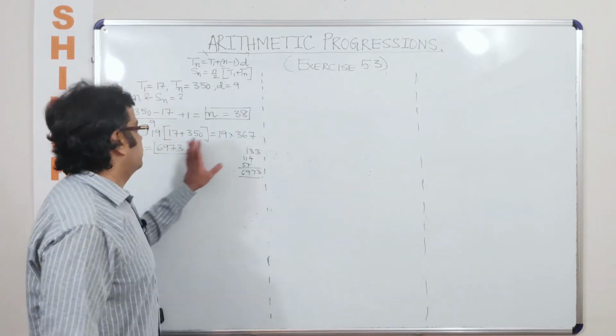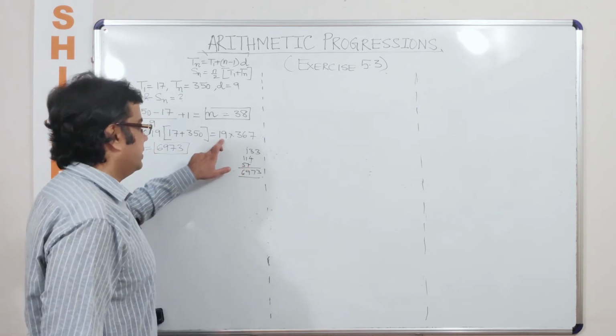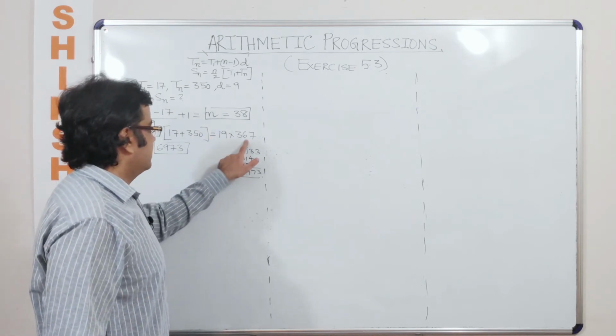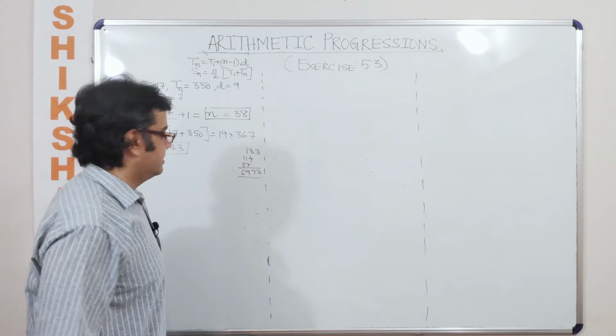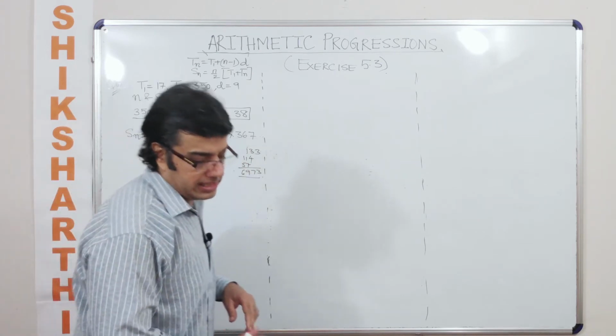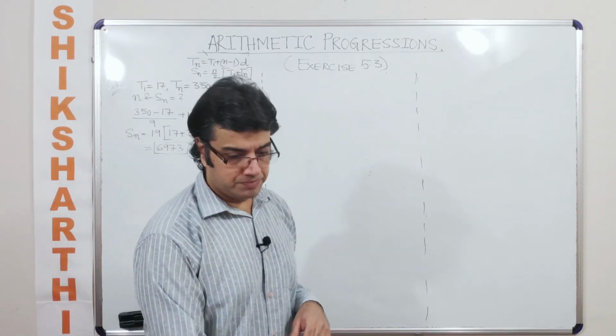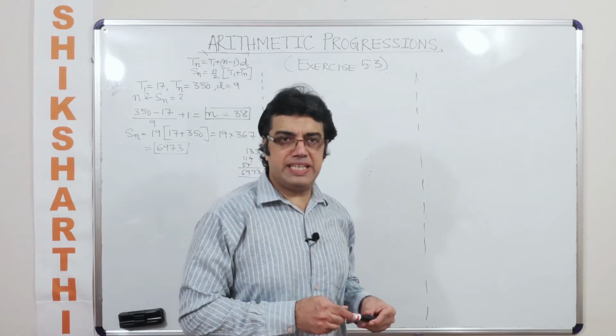Now this is not the only way. What you could have done here was, you could have said that this is 20 minus 1. You multiply this number with 20 and then you subtract 367 from here. In any case, you get the answer as 6973. Okay, let's move on to the next question.